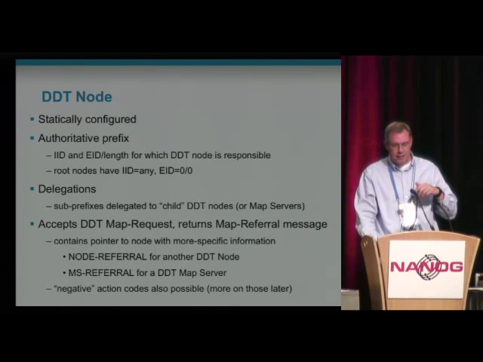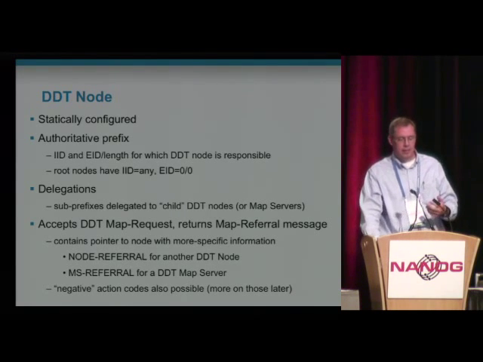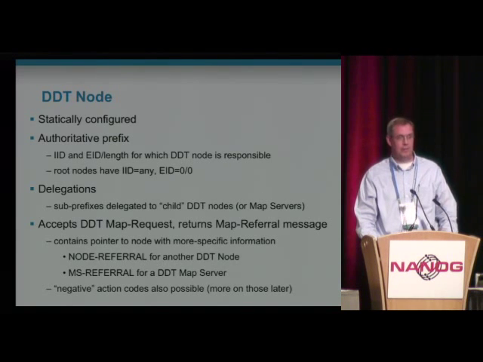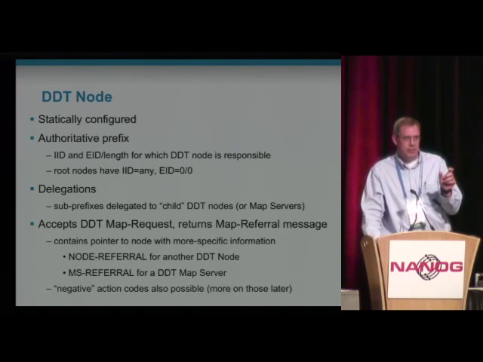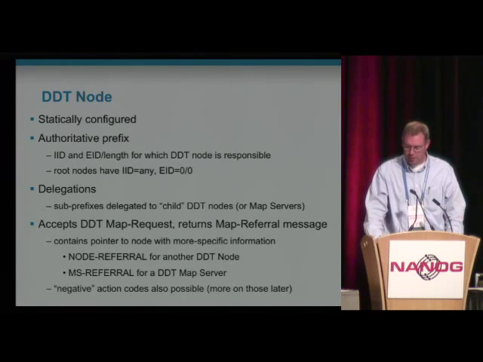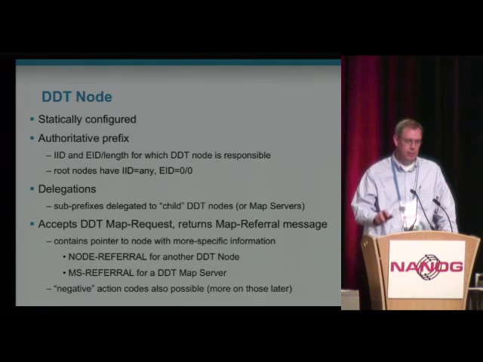So the DDT nodes will accept map requests, they return map referrals, and that will either tell the requester whether it needs to go to another DDT node or whether it's going to a map server to actually get the final piece of data. Now, if you think of this as DNS, you can think of this as exclusively name server entries, and the A records would end up ultimately just on the map servers. So you wouldn't have any A records, in the sense of getting to that final endpoint, actually configured on the DDT nodes.